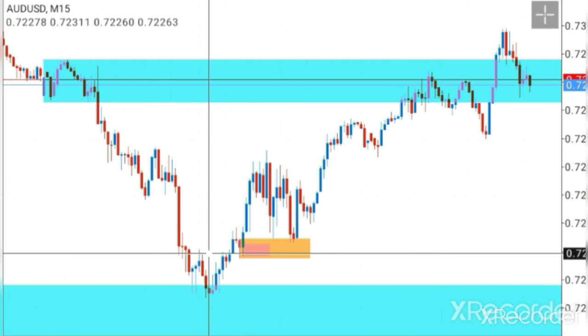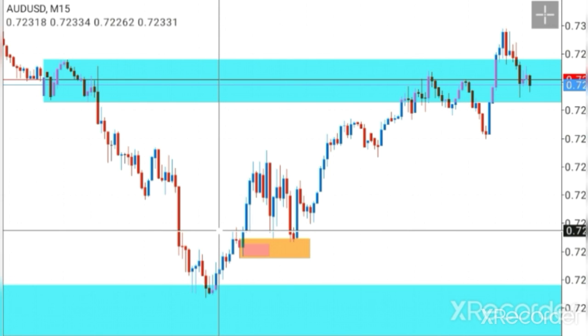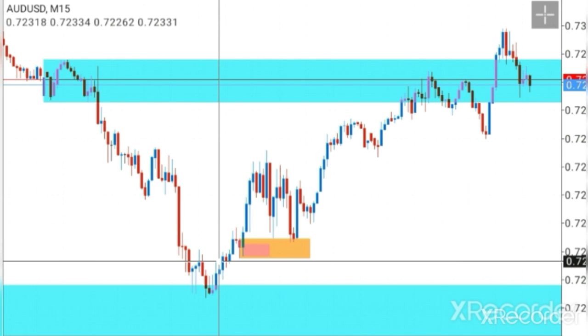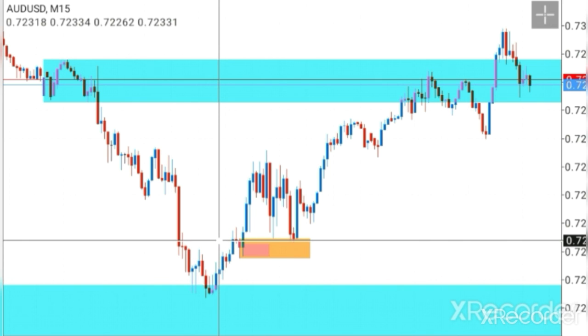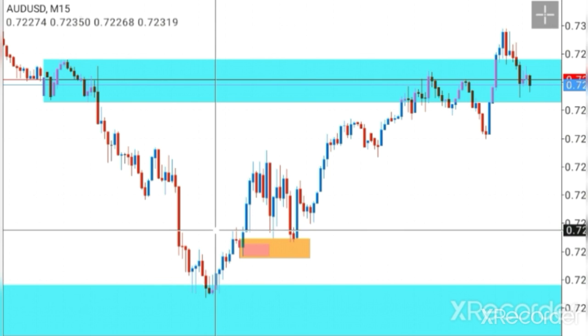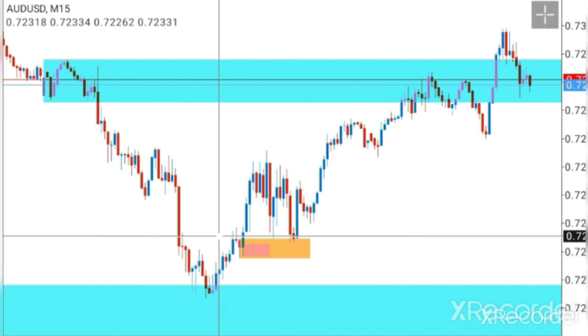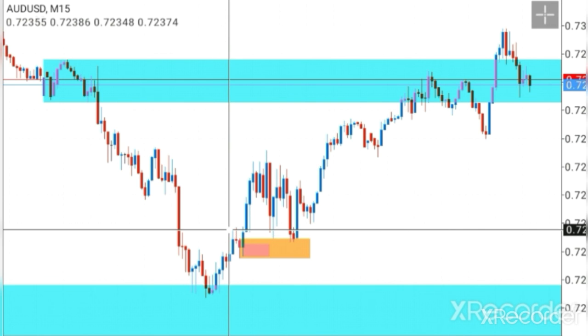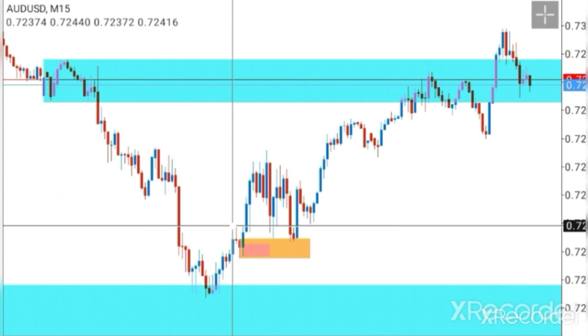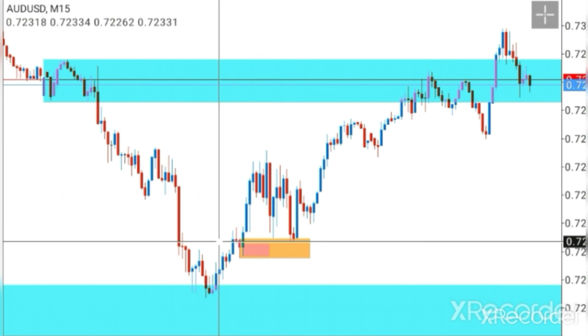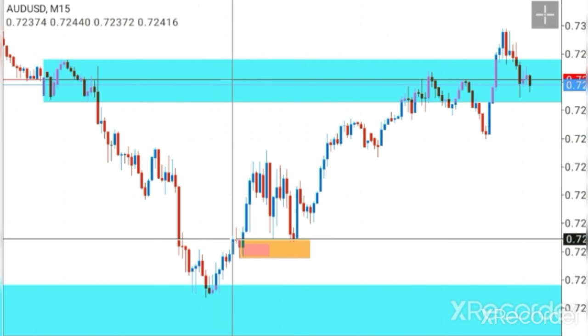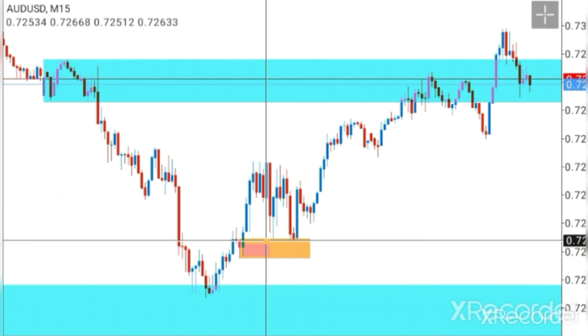You wait, and then price went up, retraced a bit, and then went ahead to break this second structure here. Look at your second structure. Price broke the second structure. Now, the last opposite candle before the break of structure is this red candle here. That becomes your lower time frame OB. So you mark that out.